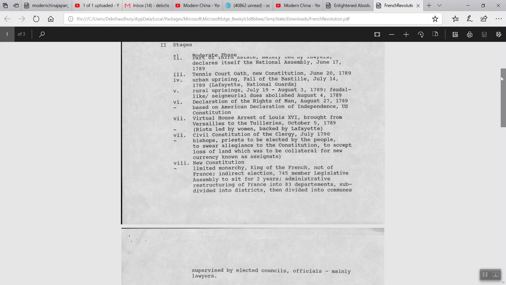The National Assembly, also called the Legislative Assembly, undertook an administrative restructuring of France. It abolished all the old local and provincial divisions and divided France up into 83 départements, or departments as they called it, roughly equal in size and population. In turn, these departments were divided into districts, which were further subdivided into communes, and they were all supervised by elected councils and officials, which oversaw finance, administration, justice, and ecclesiastical institutions within their own domains.